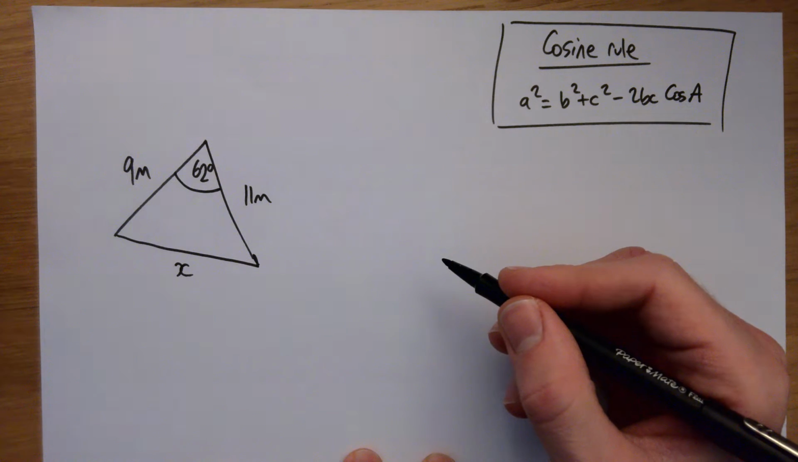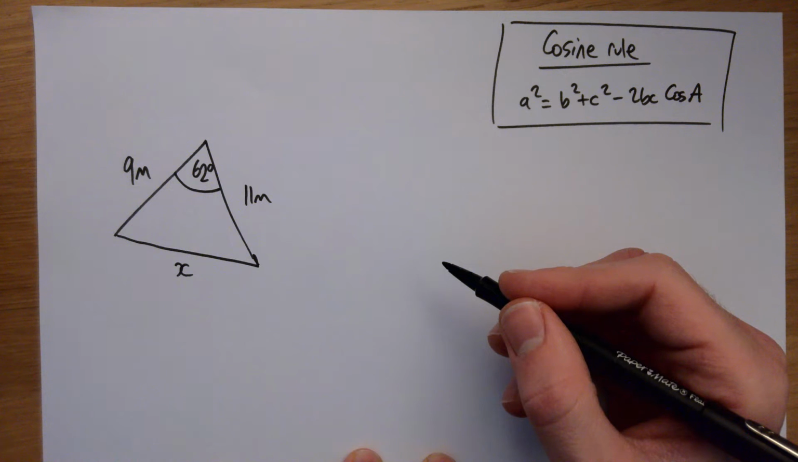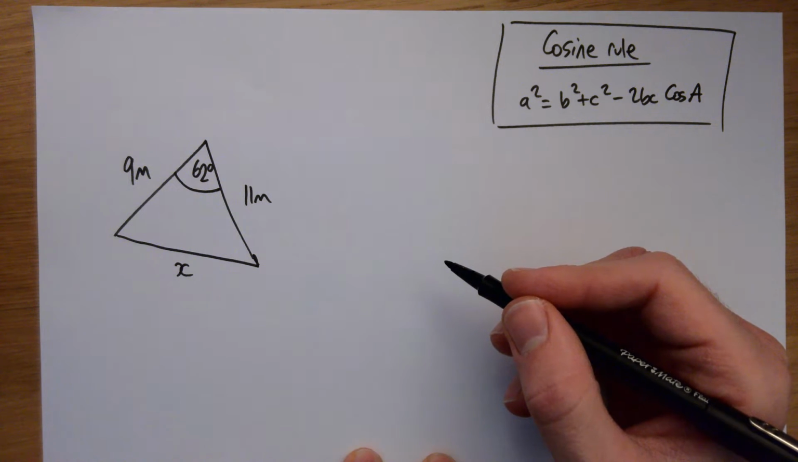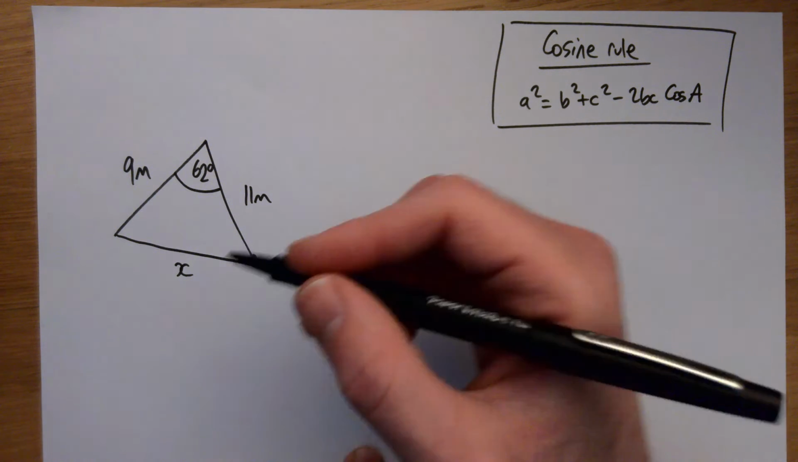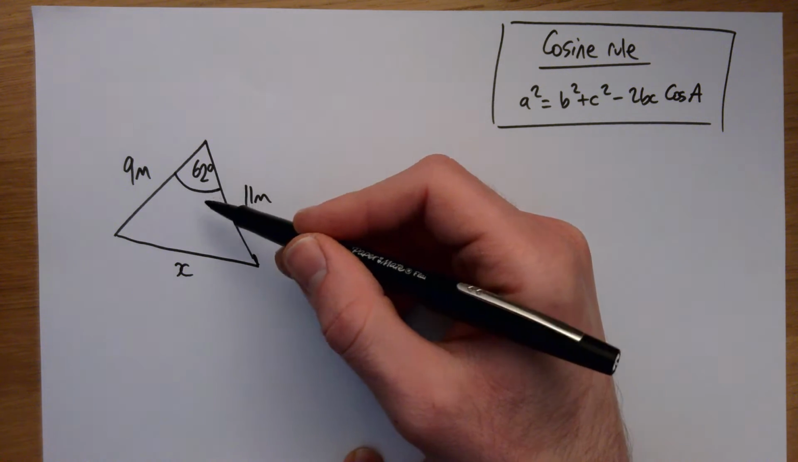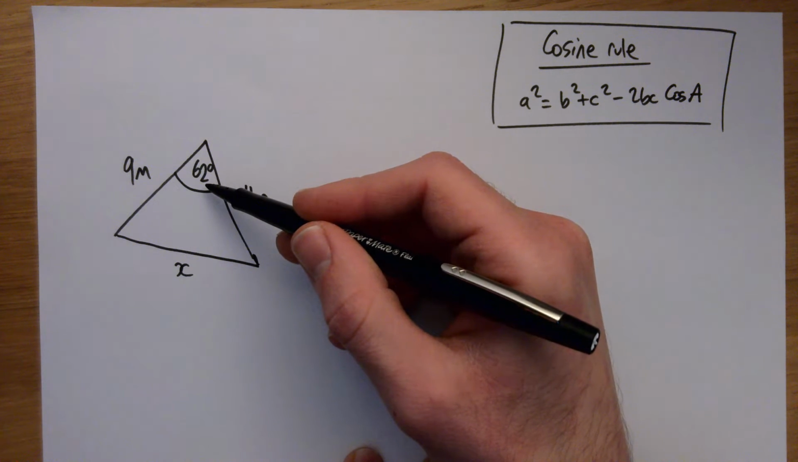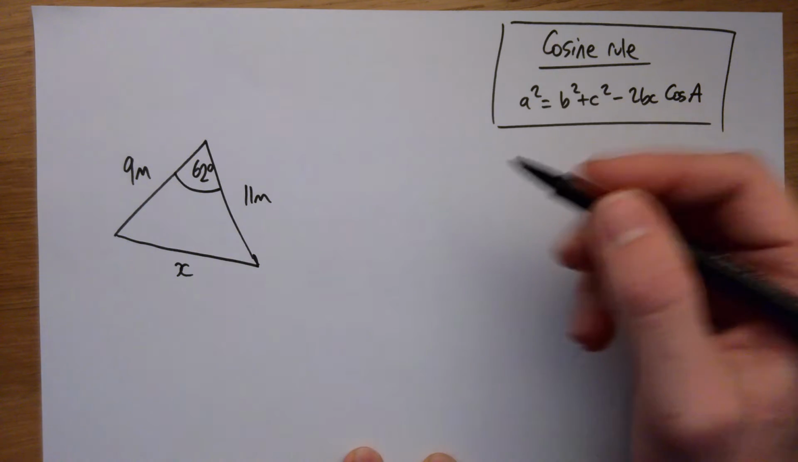Okay, in this short video, I'm going to show you how to work out a missing length using the cosine rule. Now, just as a recap, we use the cosine rule when we've got a triangle that's not got a right angle in it, and we don't have a side given to us and its opposite angle. In this case, we've got an angle given to us, but we don't have its corresponding side, hence why we need to use the cosine rule.